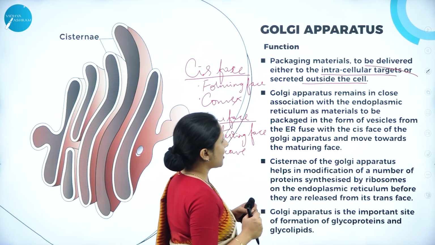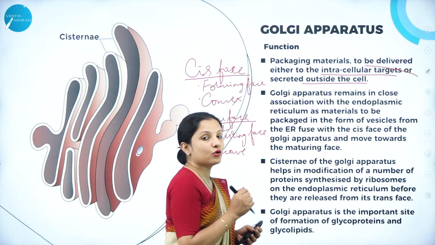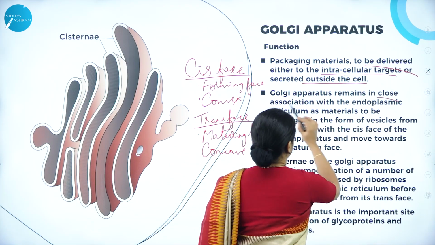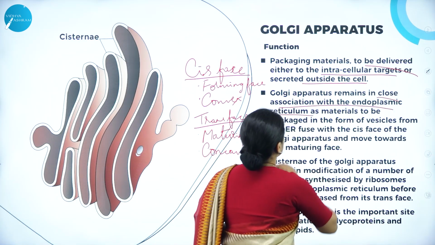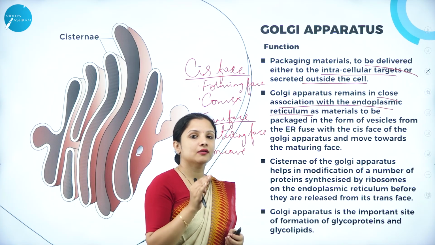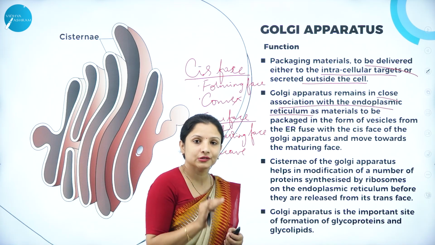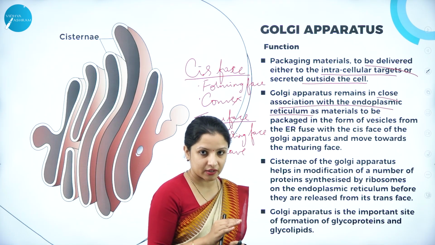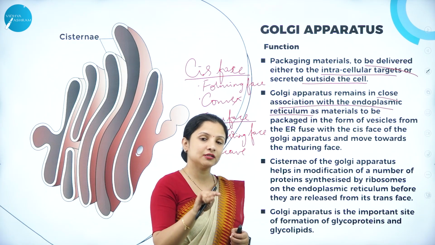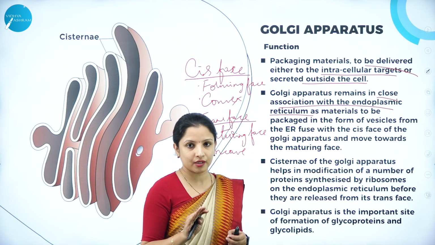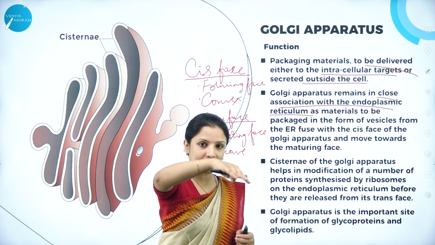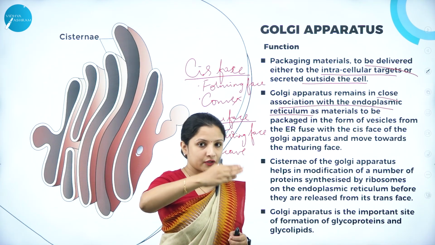Next, the Golgi apparatus remains in close association with the organelle endoplasmic reticulum. One of the main reasons why the Golgi apparatus has to remain in close contact with the endoplasmic reticulum, and that is why the Golgi apparatus is present close to the nucleus, okay? Because endoplasmic reticulum is almost a continuation of the nuclear membrane of the nucleus itself.